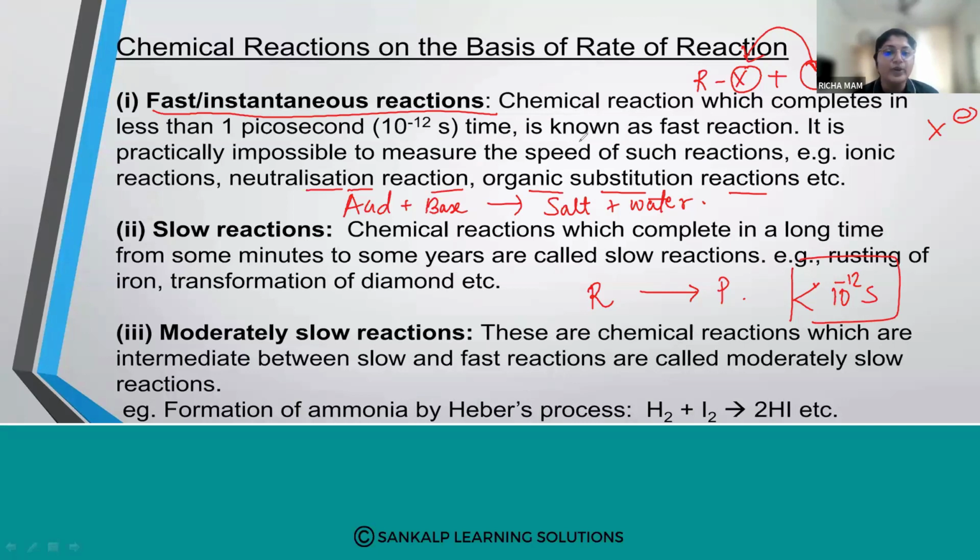Okay, so in fast reaction, if a chemical reaction completes in less than 1 picosecond, then it is known as a fast reaction. Such reactions are practically impossible to measure because we cannot measure the speed of such reactions. So what are the examples?